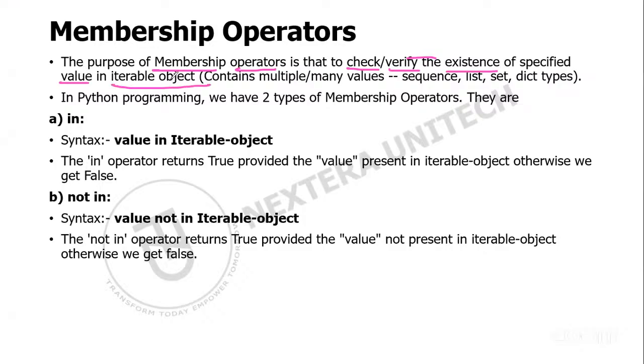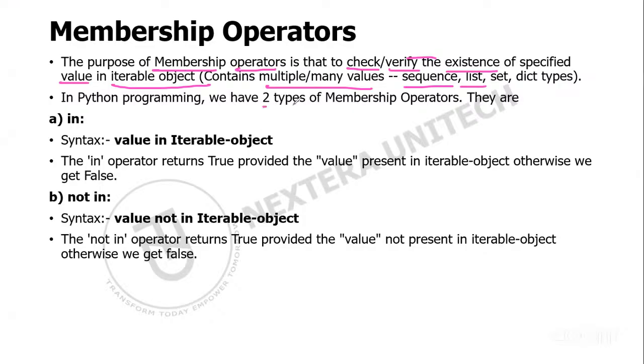What is an iterable object? An iterable object is an object which contains many values, multiple values. That is called an iterable object. Some examples: list is an iterable object. Sequence category types, str type, bytes, byte array, all of these are iterable objects because they can hold multiple values inside them. I hope it is clear. So, the purpose of membership operator is to verify the existence of the specified value in an iterable object. If it is present, you'll get one answer. If it is not present, you'll get the other answer.